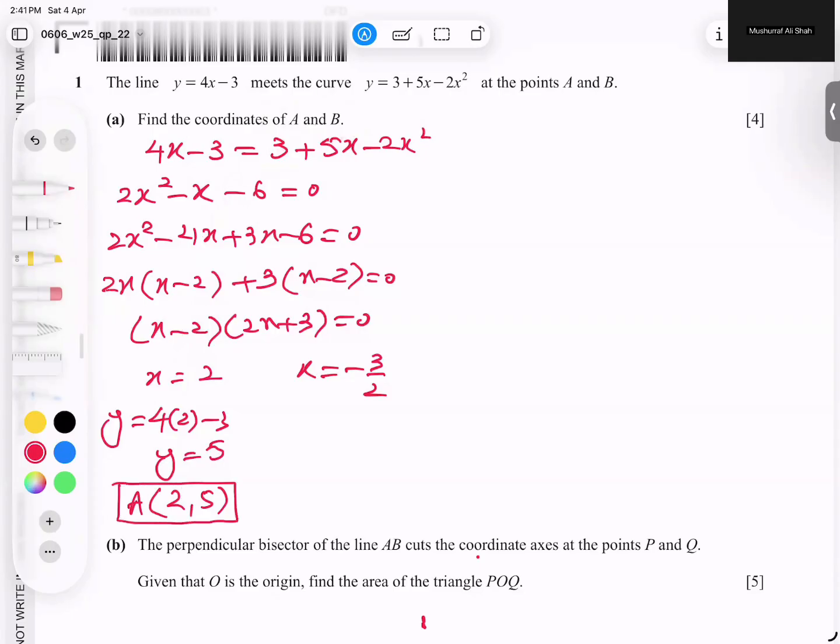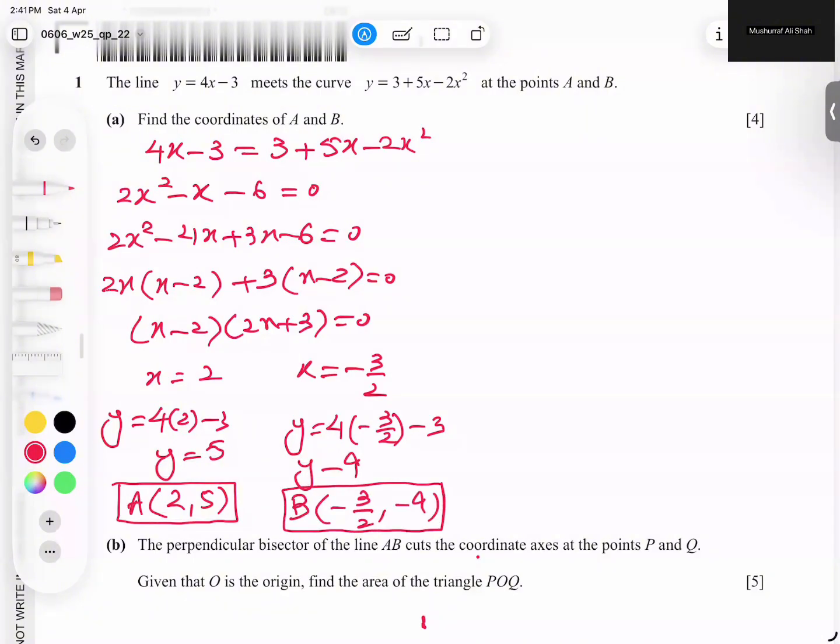Okay, this value, when I replace it back here, what happens? Y is equal to 4 times negative 3 by 2, minus 3. And if I check it, 4 times negative 3 by 2 turns out to be negative 6, and negative 3, I get negative 9. Let me check again. Yeah, negative 9. So B coordinate, I'm getting negative 3 by 2 and negative 9. I believe the point is very clear.